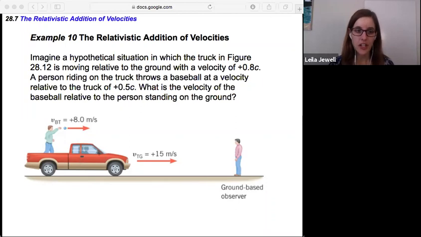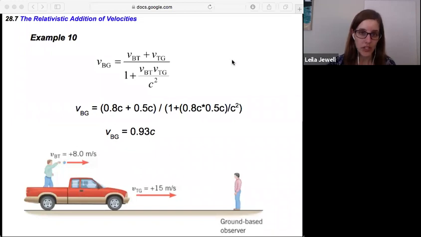So since this is a case where we want to find the speed of the ball relative to a different inertial reference frame, both the truck and the ground-based observer are inertial reference frames because they are not accelerating. So to find the velocity of the ball relative not to the truck but to the ground, we will use our relativistic velocity addition formula. So plugging in for the velocity of the ball relative to the truck and the velocity of the truck relative to the ground, we're just adding those. If that's all we did, we would end up with 1.3 c, 1.3 times the speed of light. That the ball would be traveling faster than the speed of light, which is impossible.